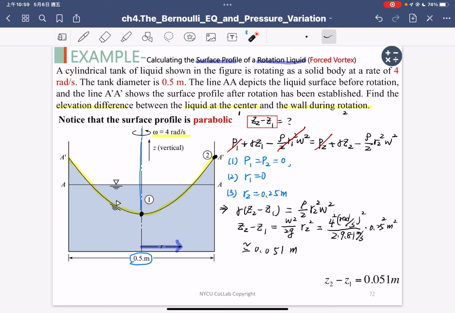Based on the general equation shown here, the left-hand side is Z2 minus Z1 and the right-hand side is proportional to r squared. The function looks like a parabola, and the elevation difference is proportional to r squared. That's why the water surface looks like a parabola.